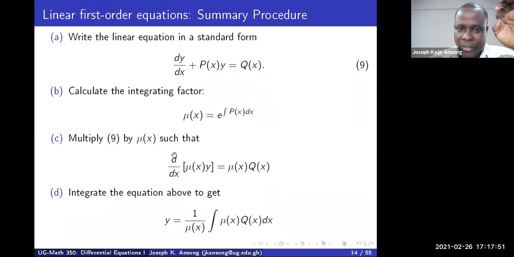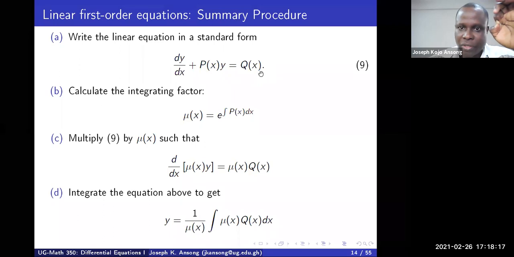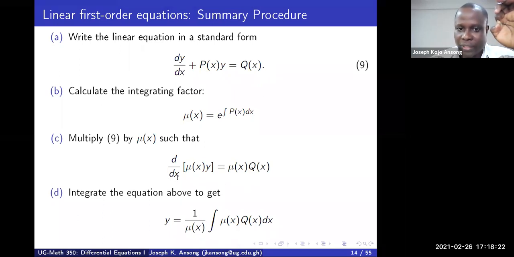In other words, if I expand the left-hand side here, it should be equal to the expression I get after multiplying this by the integrating factor. So again, second step, find the integrating factor, multiply equation 9 through by the integrating factor. When you do that, the left-hand side of this equation should become this, and the right-hand side, of course, is this because I have multiplied through by the integrating factor. So you should end up with an equation like this.